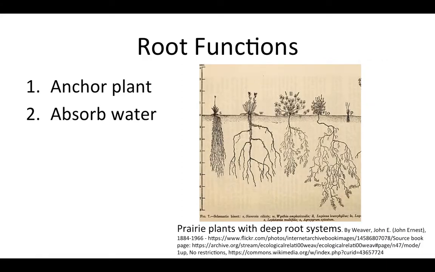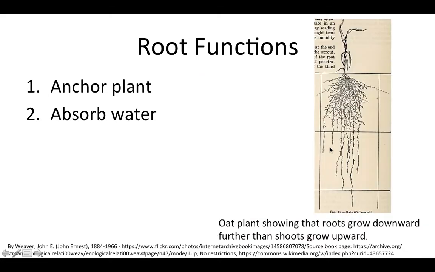A second function of roots is to absorb water. And what I want you to notice in this sketch of prairie plants is that the roots in fact are going quite deep. In this particular illustration, they're going down between 5 and 8 feet deep. But we now know that there are prairie plants whose roots go down several meters. Contrast that to how tall the plants themselves are, which is only about 2 feet tall, and you can see that the root system, in fact, is much deeper than the plants are tall.